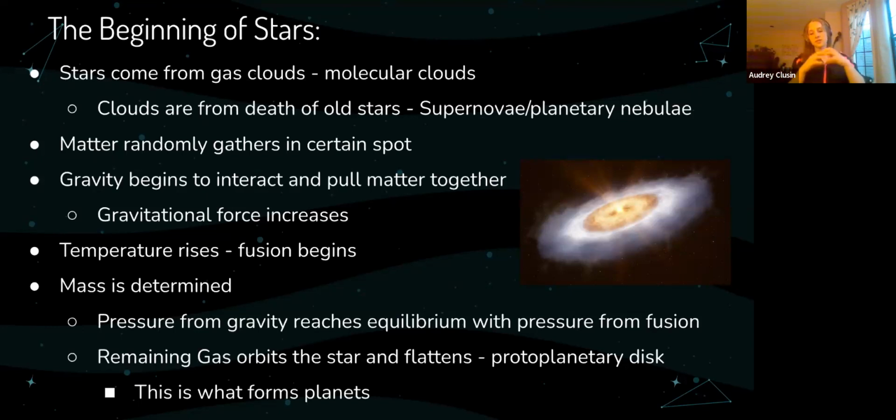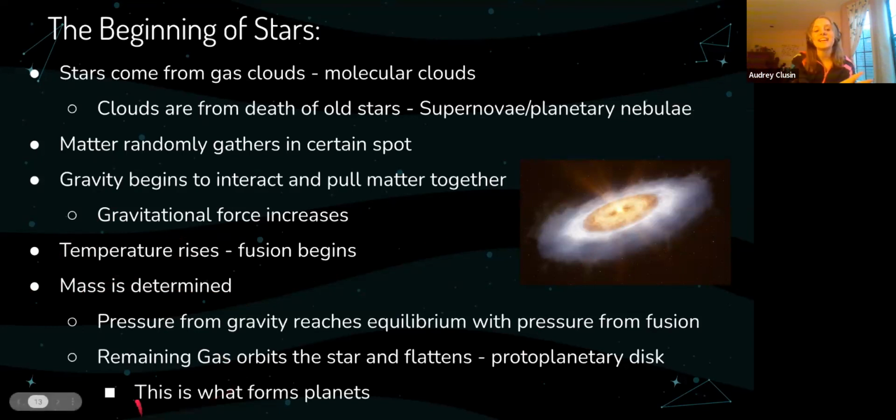So that means that the core is exerting an outward pressure, and the entire star is exerting an inward pressure because of gravity. And eventually, the star reaches a kind of equilibrium where the outward pressure is equal to the inward pressure. And this state is when the star doesn't really take in any more matter because it has outward pressure on it. So during this state, the mass is determined. So pressure from gravity reaches equilibrium with pressure from fusion. And at this point, the star's size and specifically its mass is determined, which is really important, and I'll talk about that in a minute.